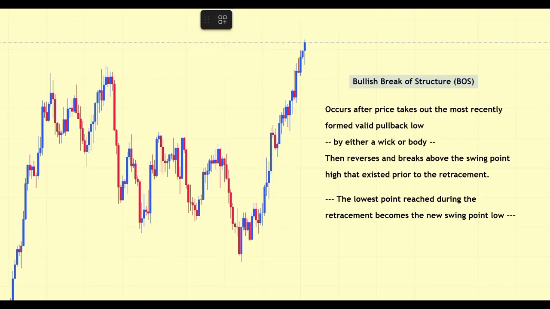Okay, so before I start, make sure that you know how to identify valid pullbacks. Otherwise, you may consider watching the previous part, valid pullback identification, before we proceed with this one.